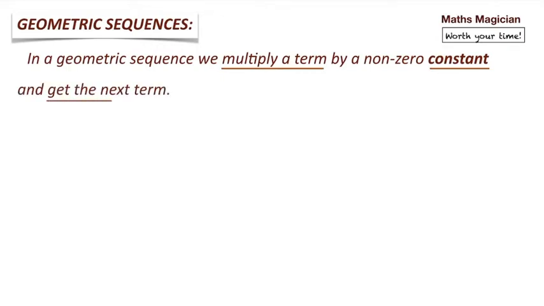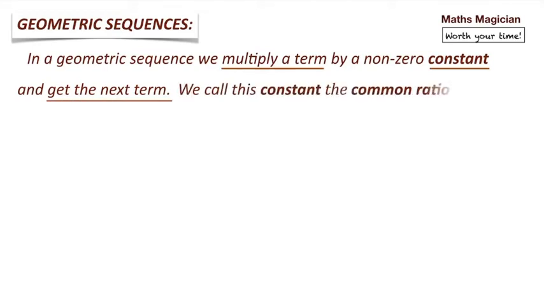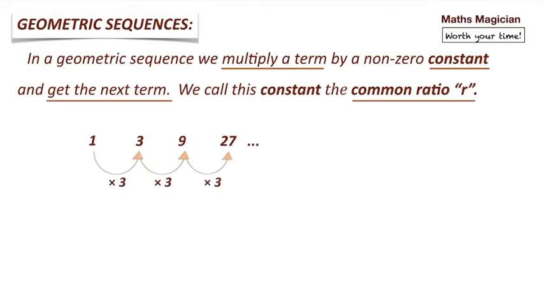In a geometric sequence, we multiply a term by a non-zero constant and get the next term. We call this constant the common ratio and represent it by the variable r. Let's consider a geometric sequence 1, 3, 9, 27 and so on. Here we multiply each term by 3 and get the next term. Hence, the common ratio r is 3. We will discuss more examples in detail later in this video.